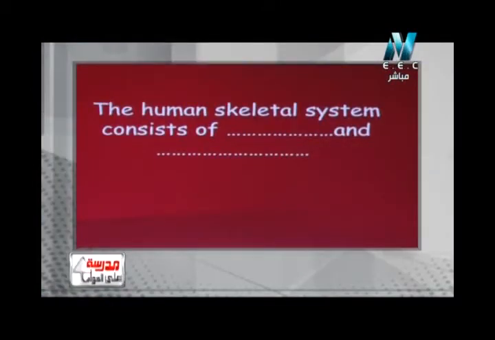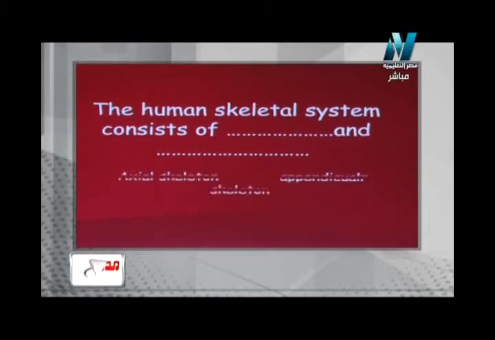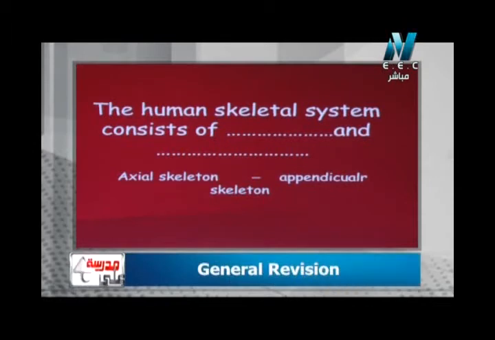The question says that the human skeletal system consists of two parts, which are axial skeleton and appendicular skeleton. So again, the human skeletal system consists of two main parts, which are axial skeleton and appendicular skeleton.